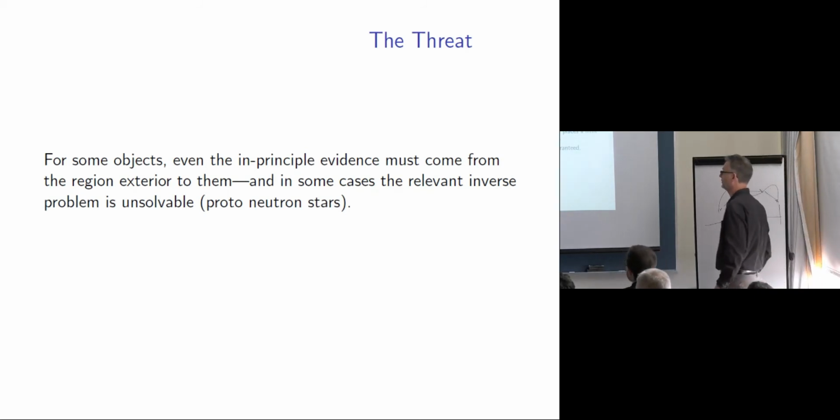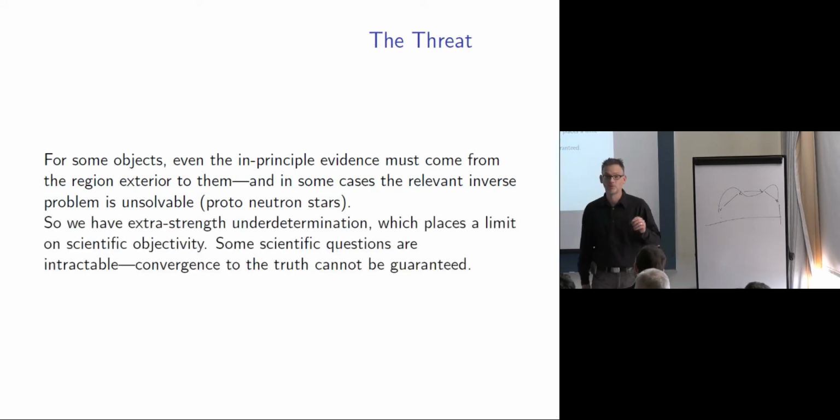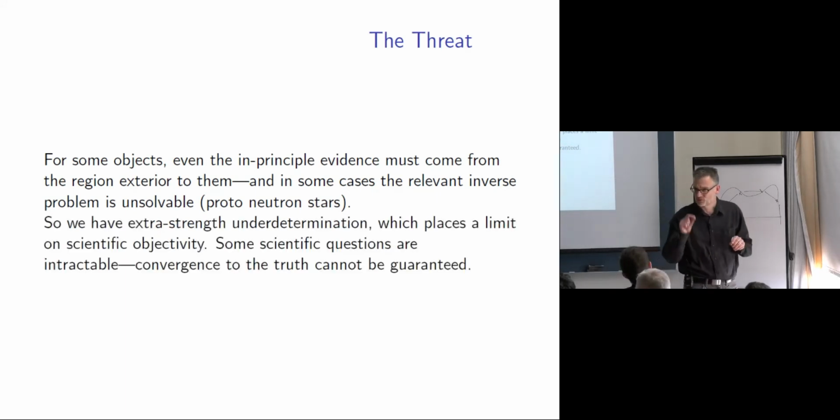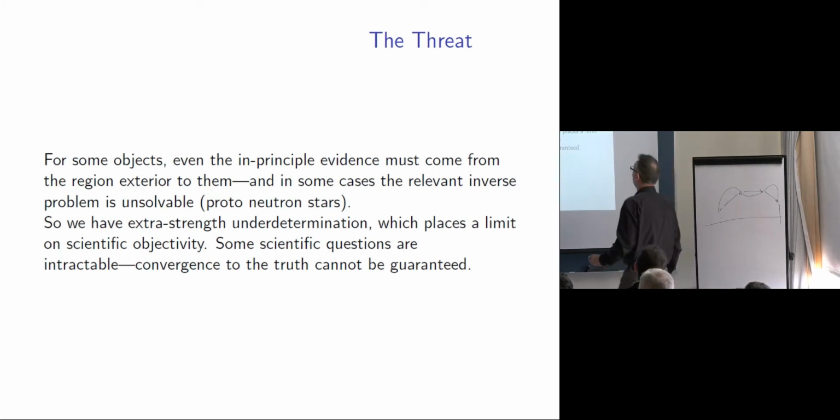So we have extra strength underdetermination, which places a limit on scientific objectivity. Some scientific questions are intractable and convergence to the truth about them can't be guaranteed. Okay, so far it's just a little tiny point, right? Things like newly formed neutron stars. And when I say newly formed, it's a very, very brief initial segment of their lives. They have this feature. But that's the threat for now.